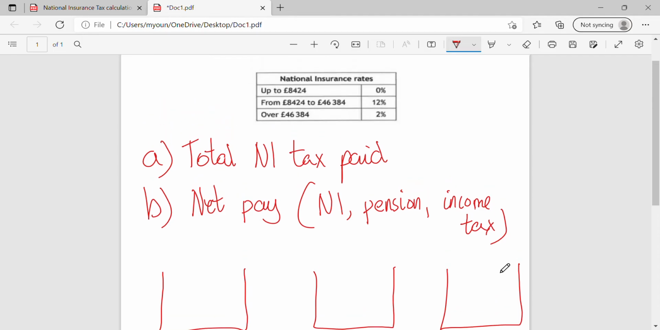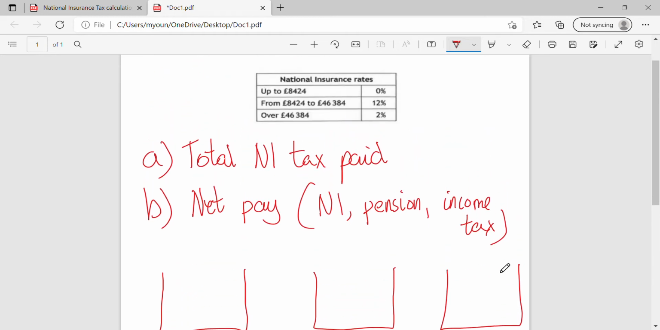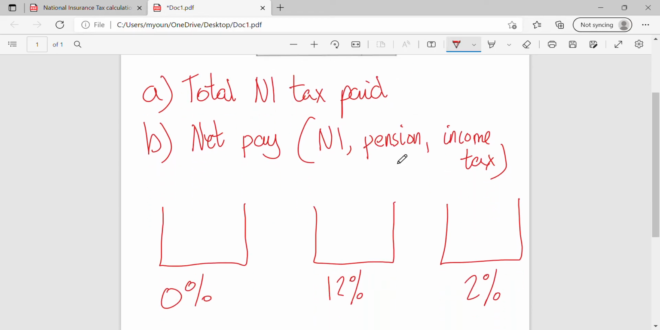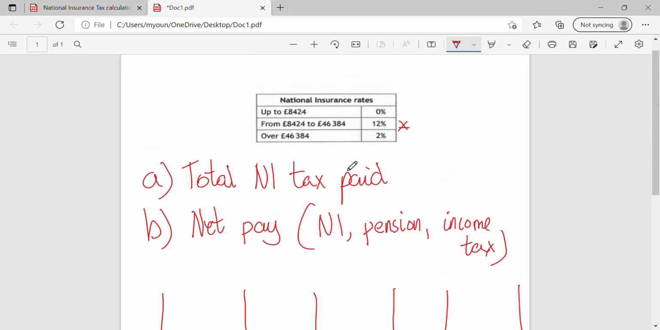Then you consider the amounts you've got. If a person was to earn a salary of £30,000, £30,000 is in this range here. That would mean some of the money is going to be in the 12% bucket, and some of the money is going to be in the 0% bucket. Essentially, you've got to distribute that money into each band and then calculate the percentage on each of those. So think about how much money is going to be in each bucket using the bands up there on the screen.